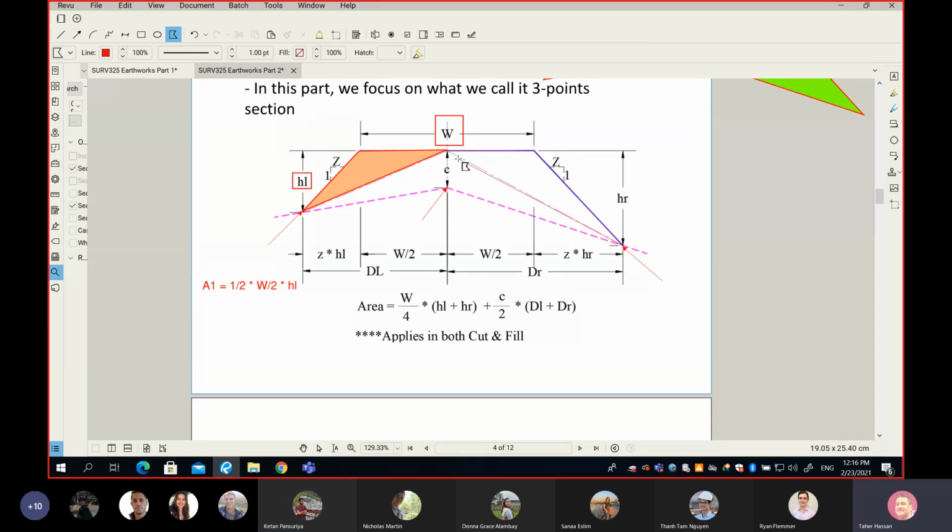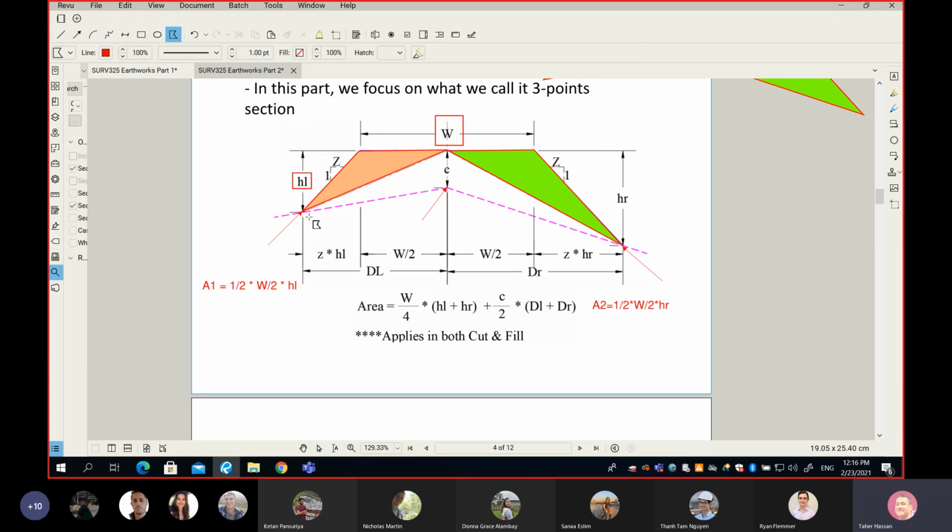So we'll do the other side very quickly because you guys got the idea. I'll just give it a different color. So how can we find the area of the green triangle? I think if you follow the first one, it should be easier for you. So I'm going to say A2 equals half, 1 over 2, multiplied by the base, which is W over 2, multiplied by the height, which is HR, if you agree. Okay, we're not done yet because there are still two missing triangles.